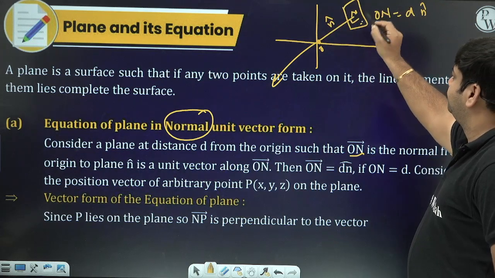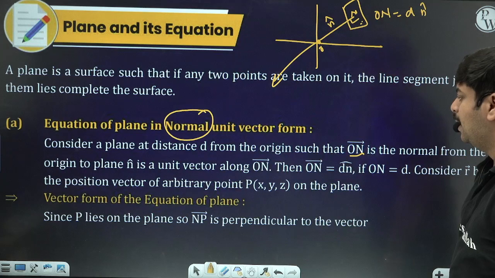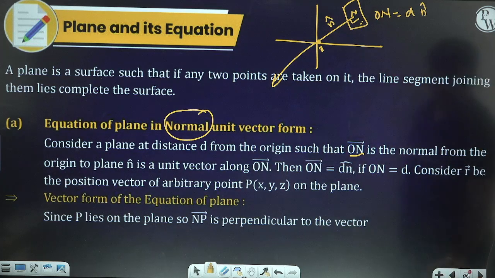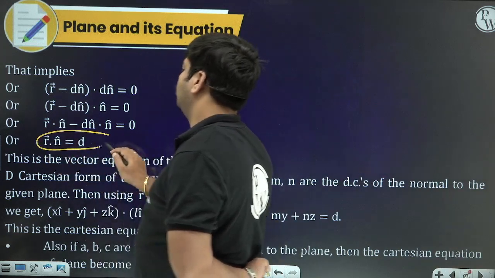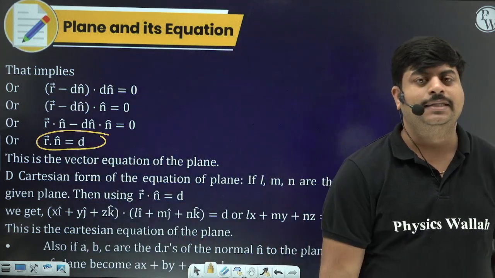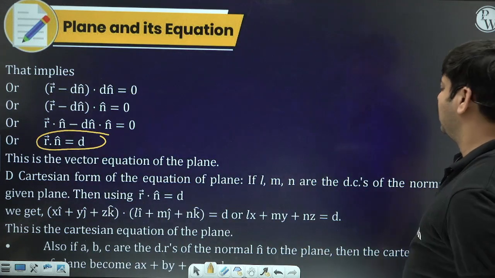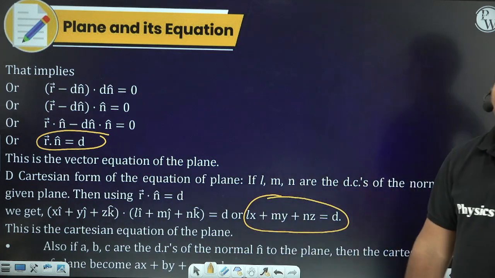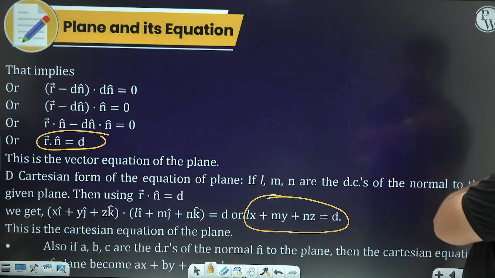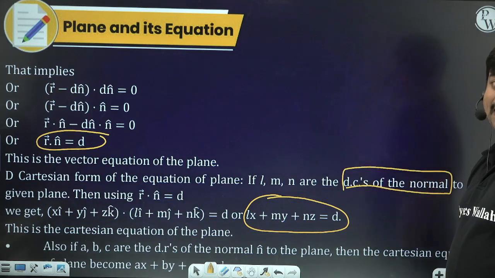So from there, the vector form of the equation of plane, we will be getting more details, right? So this one, r bar dot n bar is equal to d. That is the vector equation we'll be getting, okay? And the same way we'll be having one more equation, that is lx plus my plus nz equal d, where lmn are the directional cosines of the normal, normal means the perpendicular line, okay?